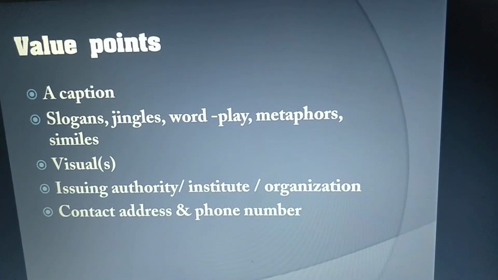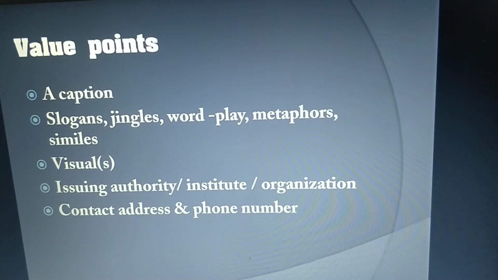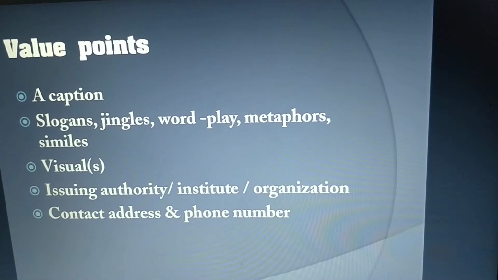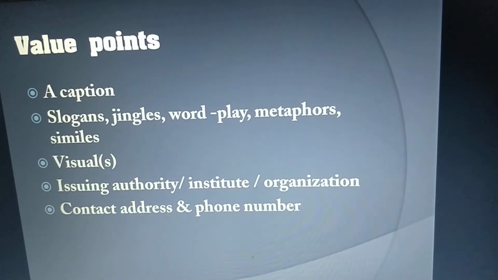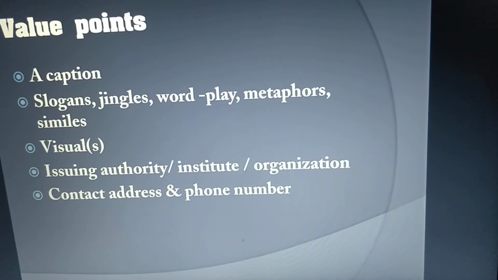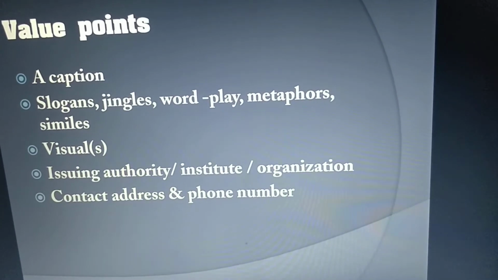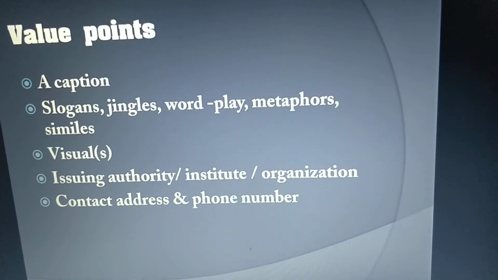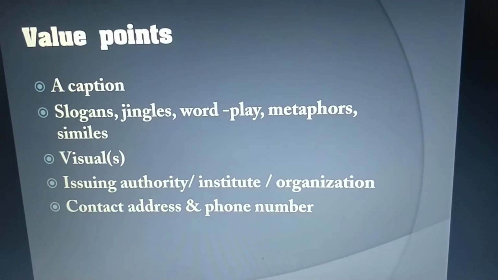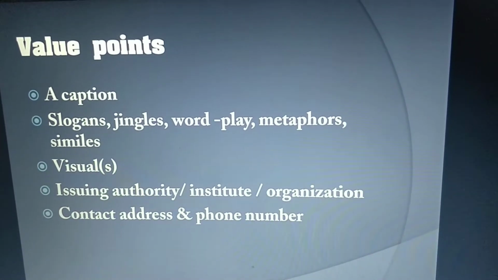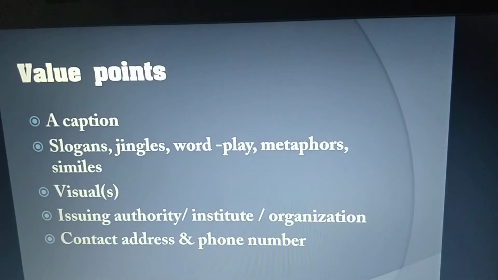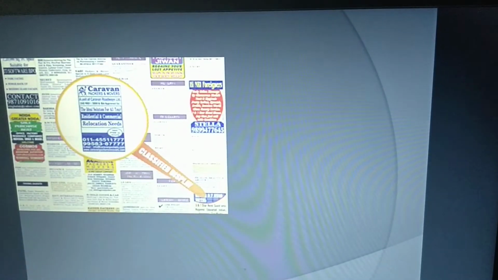Okay, now the next one is where I would be speaking about value points. So caption, of course, slogans, jingles, wordplay, some metaphors, similes. You can always go for creative slogans, or you can always go for innovative taglines, then visual or more than one. Then of course issuing authority, institute or organization. In the last, contact address and the phone number. I would instruct you to please take down all the value points. These will help you a lot in drafting a perfect piece of display advertisement.